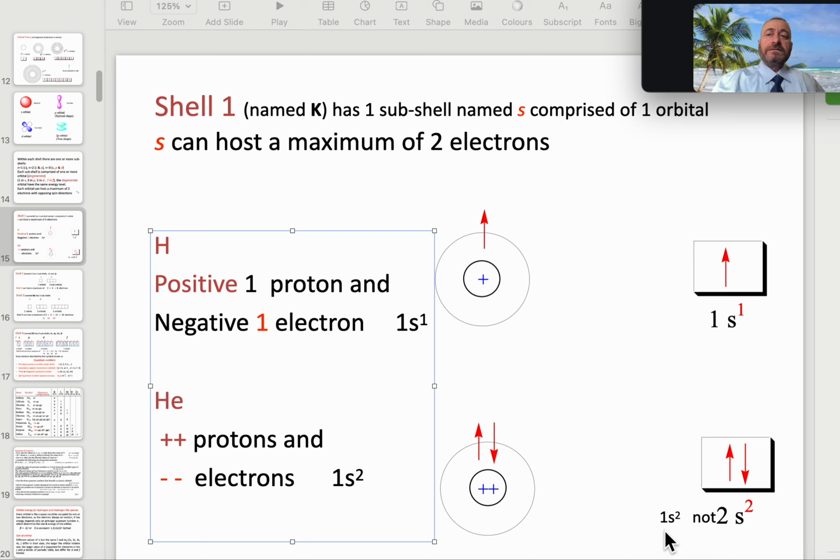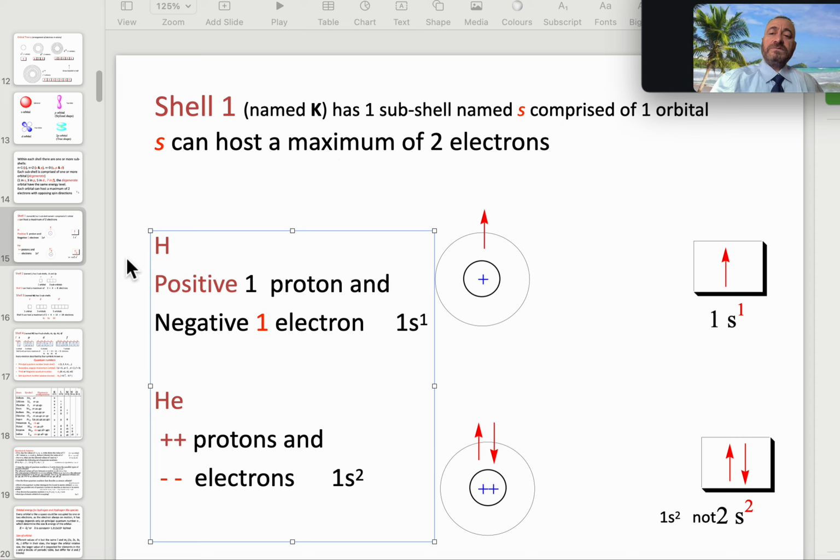Hi. So we talk about the shells, the main shells in the electronic configuration. So shell number one, named K, has one subshell named S. So it is one shell, one subshell. It's one orbital, and the code is S and can host a maximum of 2 electrons.